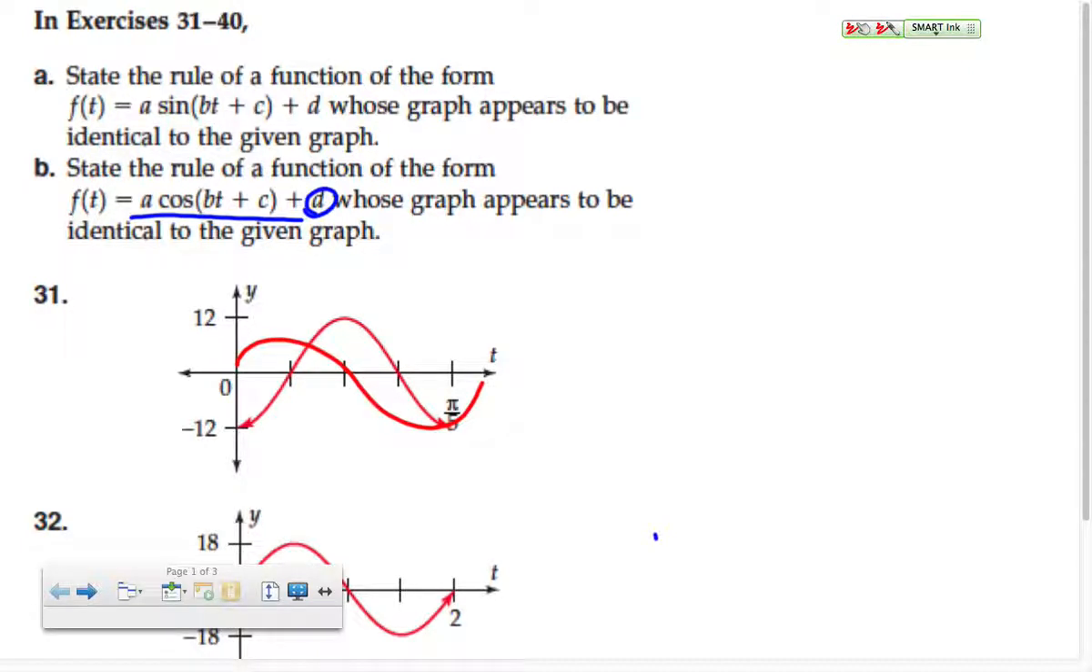Oops, went too far. I'm going to use a different color too. A sine function would typically run like that. So that would be your typical sine function. So you'll notice that it did shift slightly. It starts at negative 1. So it actually shifted.